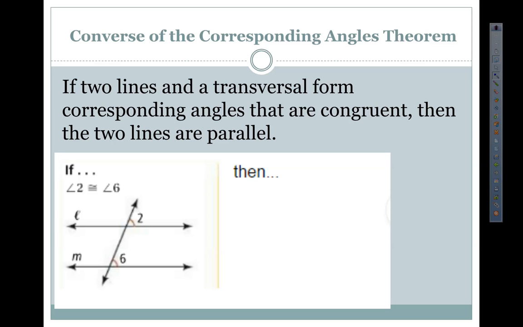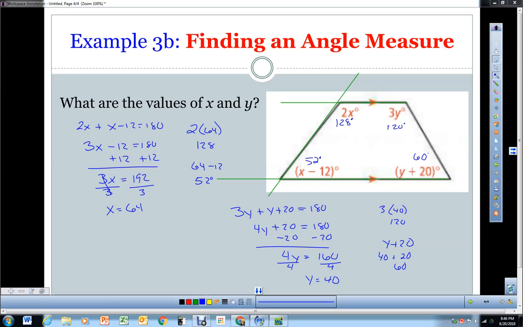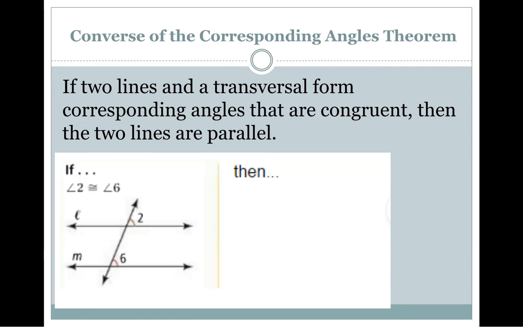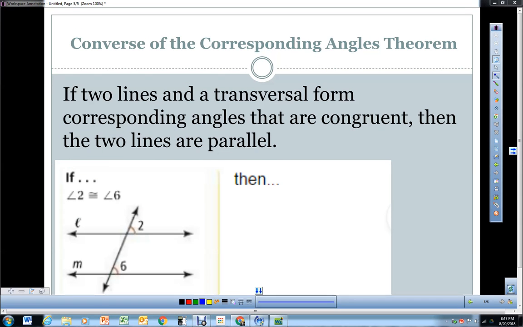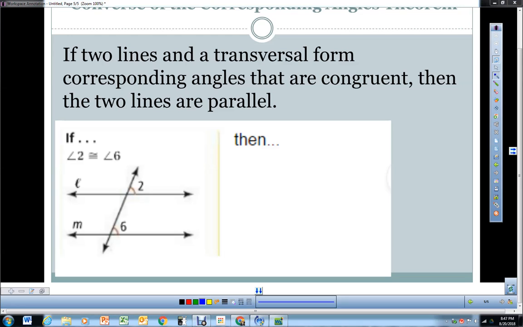So if two lines and a transversal form corresponding angles that are congruent, then the two lines are parallel. So if you're given a diagram and it gives us that corresponding angles are congruent, then that tells us that the lines that are created by our two angles are going to be parallel lines. So you'd say line L is parallel to line M. So if angle 2 is congruent to angle 6, then line L is parallel to line M.